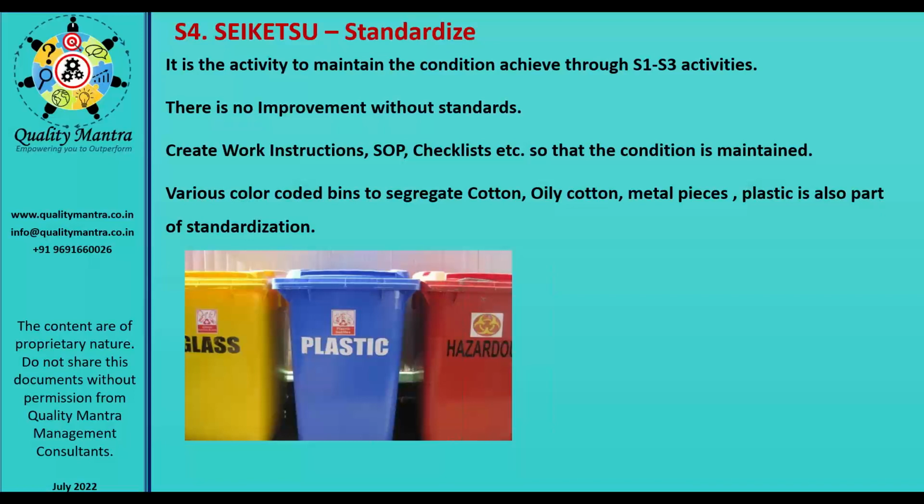Apart from these, various color-coded bins for segregating the material, like for cotton, oily cotton, metal pieces, plastic, are also a part of standardization. You must have seen the bins for plastic material, paper material, and also for the recyclable material.